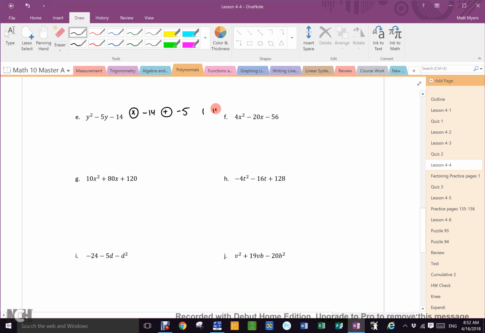Is it 1 and 14? No. Can't be. Is it 2 and 7? Yes. 2 and 7 will make 5. How does 2 and 7 make negative 5, though? 2 minus 7. So then I just write it out. Y plus 2, there's my plus 2. Y minus 7.